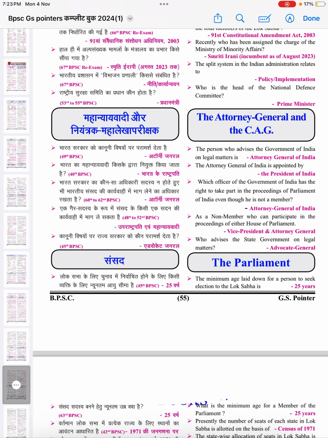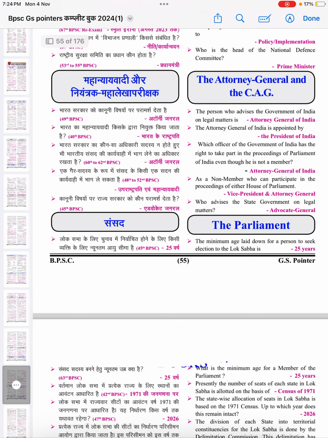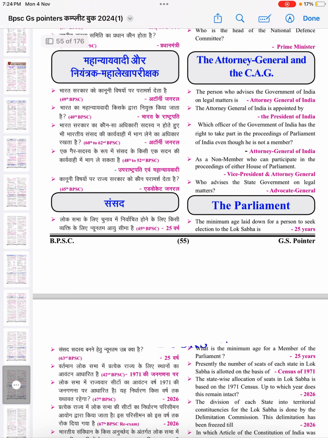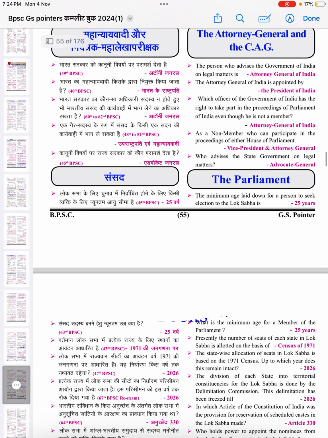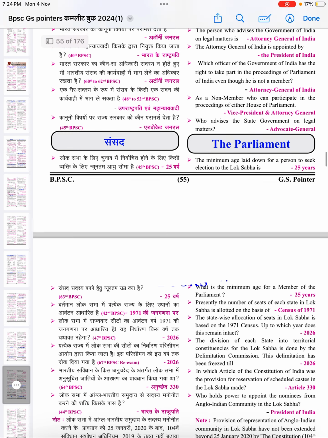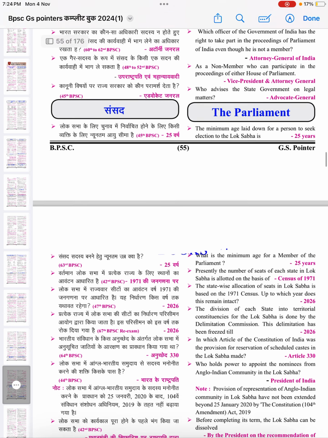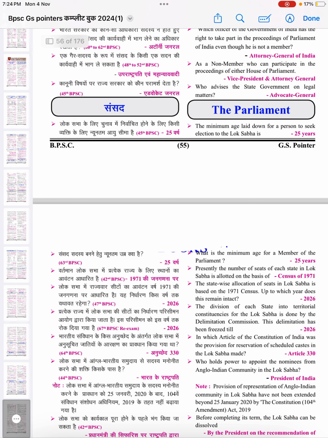Who is the head of the National Defence Committee? The Prime Minister. Attorney General and CAG. The person who advises the Government of India on legal matters is the Attorney General of India, who is appointed by the President of India. Which officer of the Government of India has the right to take part in the proceedings of Parliament even though he is not a member? The Attorney General of India. As a non-member, who can participate in the proceedings of either House of Parliament? The Vice President and the Attorney General. Who advises the state government on legal matters? The Advocate General.